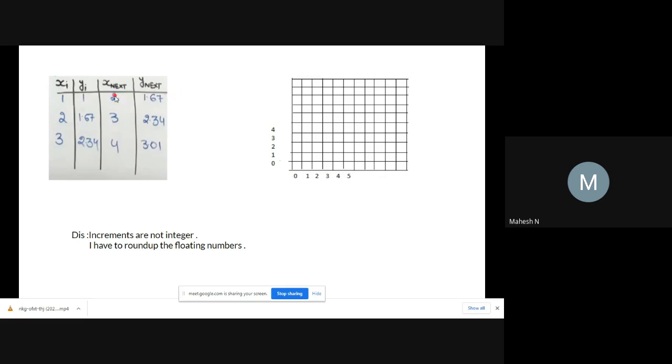So x next is 2, y next is also 2, so 2 comma 2, right? Yes, this was rounded off to 2, where this 2.34, the 0.34 is less than 0.5, so they rounded off to the previous integer, that is 2. So this becomes 3 comma 2. So now what they did, this round of operation, was the adjustment that they did.